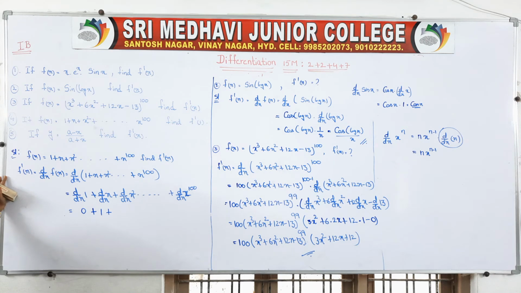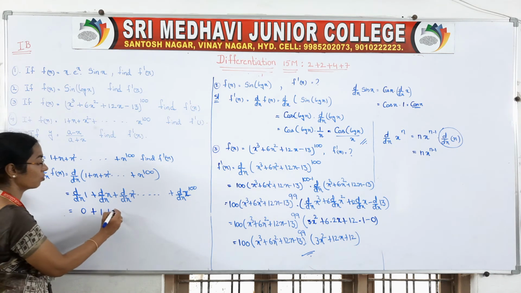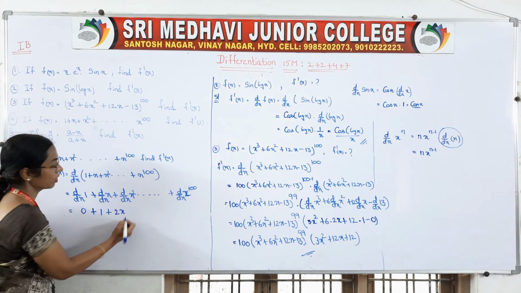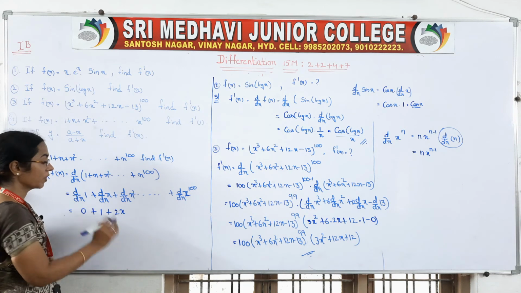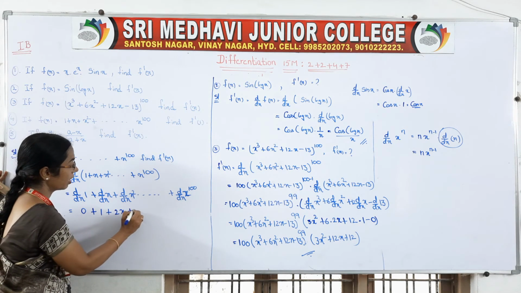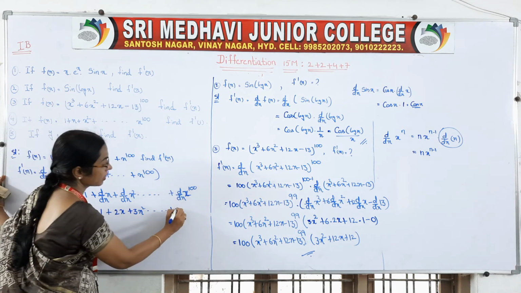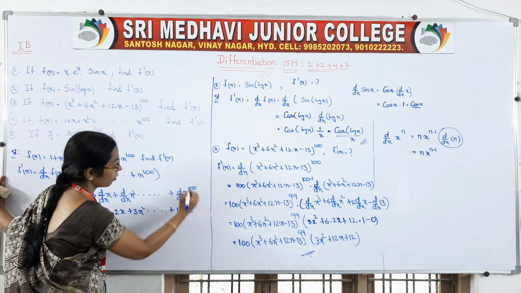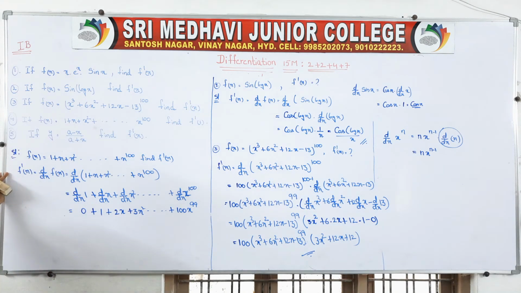n form, right? n into x to the power of n minus 1, 2 into x to the power of 2 minus 1, that is 2 into x to the power of 1, x to the power of 1 is x. Okay, so next you will have 3x square and so on. So this is 100, x to the power of 100 minus 1 is 99. This is your f dash x.